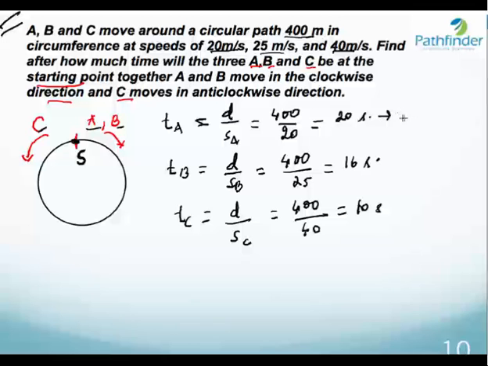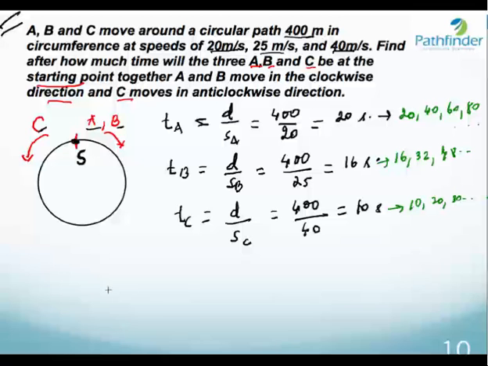So after what intervals will A come back to the starting point? If you calculate the intervals after which A will come back to the starting point, it will be 20, 40, 60, 80 and so on. Similarly for B, it will be 16, 32, 48 and so on. Similarly for C, it will be 10, 20, 30 and so on.